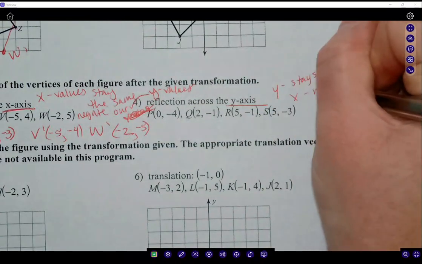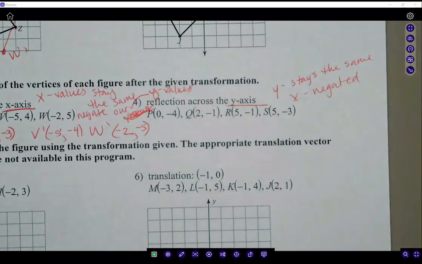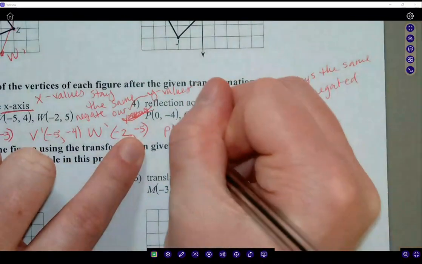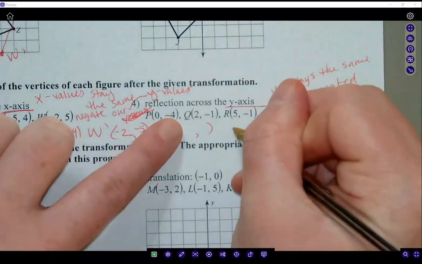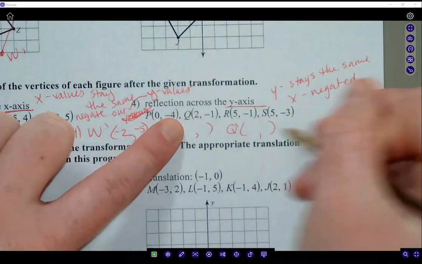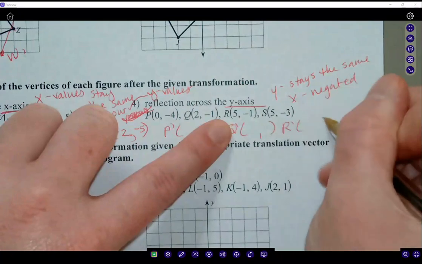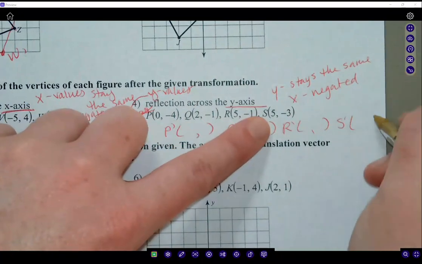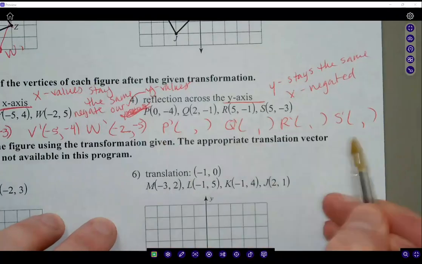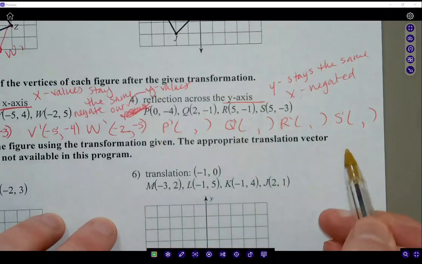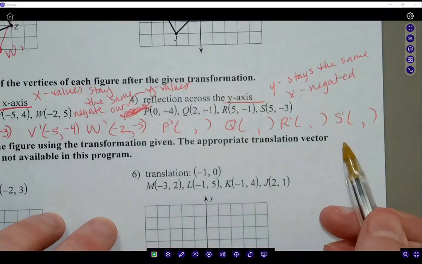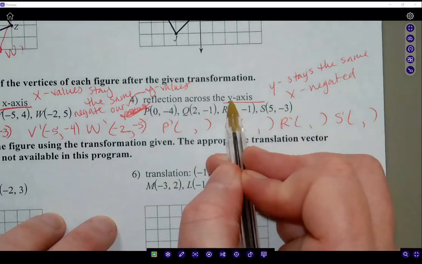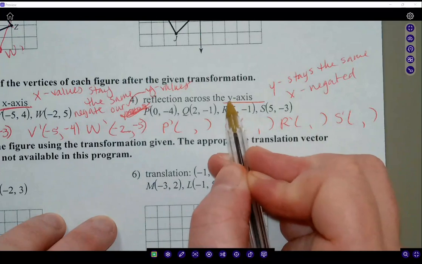x values are negated. So I'm going to have p prime, q prime, r prime, and s prime. I went ahead and filled out these little templates to fill in my values. Again, we are reflecting across the y-axis, so our y values stay the same, our x values are negated.